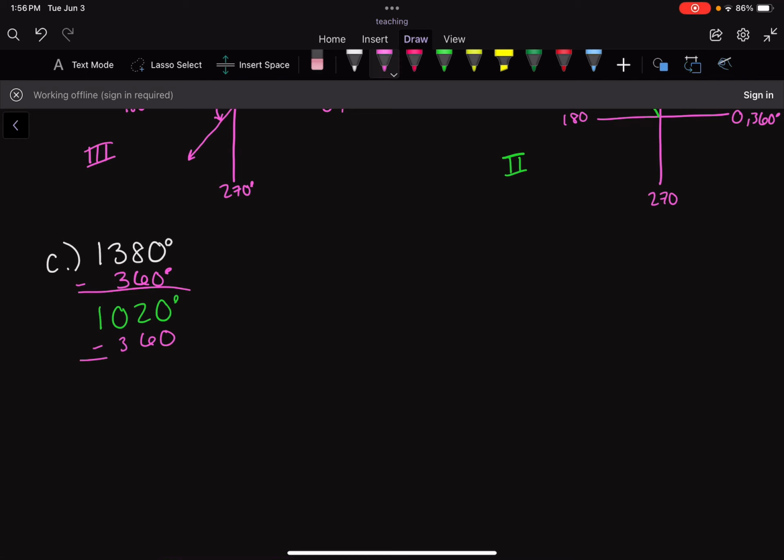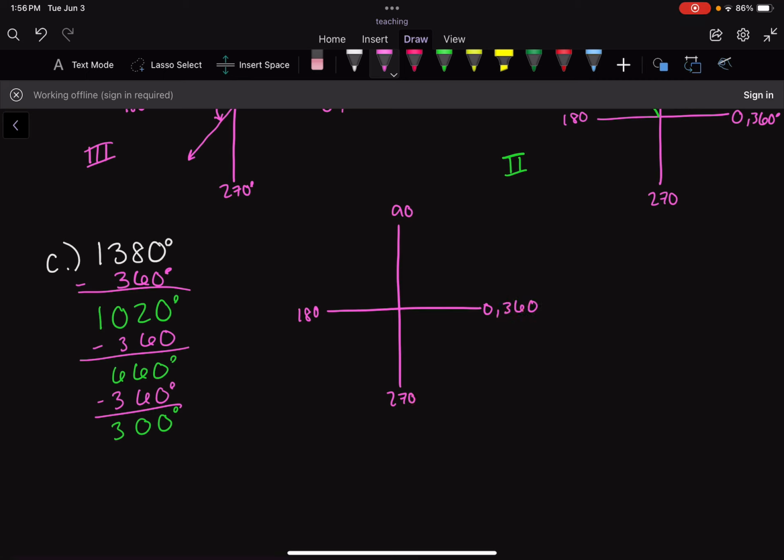Oh, sorry. Let me write my work. Minus 360, so I get 660. Still a little bit too big. I'd really like it to be smaller than 360, so it plots well. So let's do it yet again. And this is going to give me 300 degrees. And I'll go ahead and plot this. It plots roughly right here. And this puts it in quadrant 4.